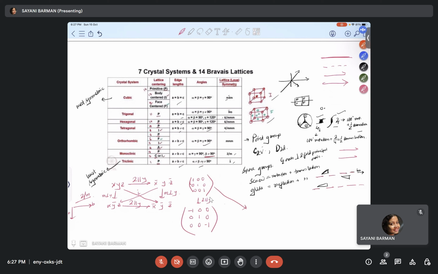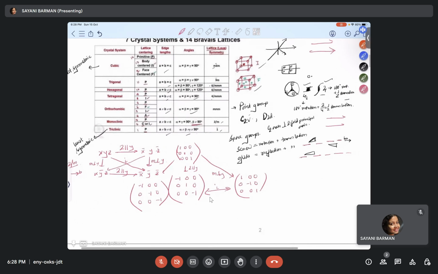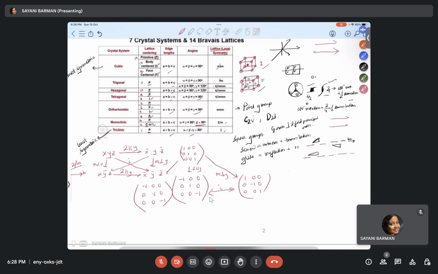If you operate m perpendicular to y, it means only y will get inverted, a minus sign will come here. So it will be 1 0 0, 0 -1 0, 0 0 1. We can say these two are inversion related. And if you do the absolute inversion, this will be -1 0 0, 0 -1 0, 0 0 -1. This is a matrix method. In this method also we can solve a lot of things.